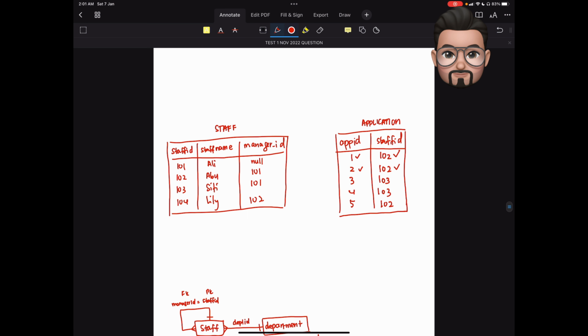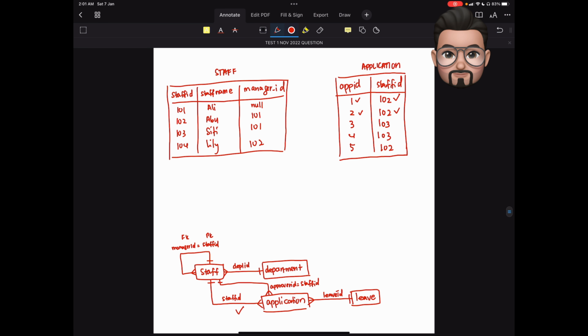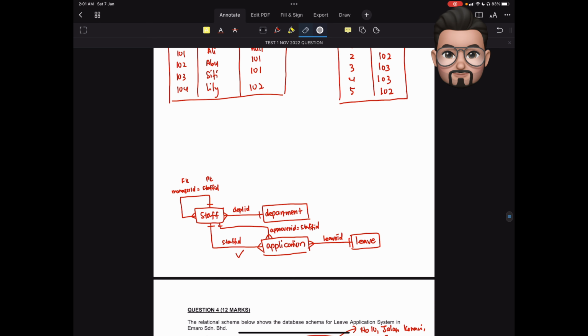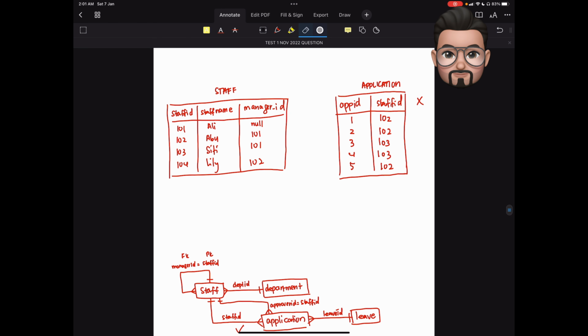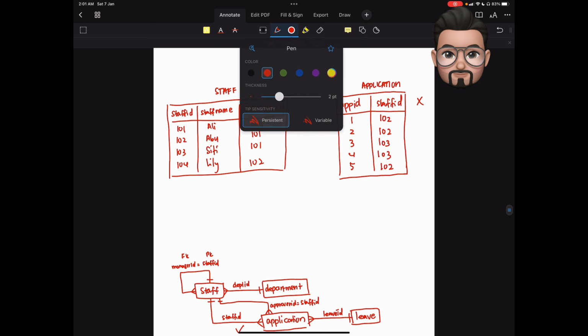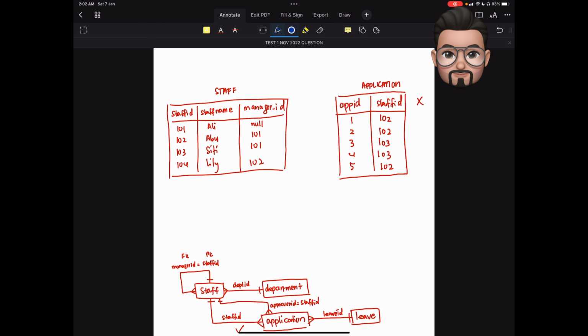Now we want to know the staff name and their manager's name if they have not yet made any leave application. So, which staff has not yet made any application? If you want to find the staff name, we take a look at this data. Abu, who is the manager for Abu? 101. Who is 101? 101 is Ali.